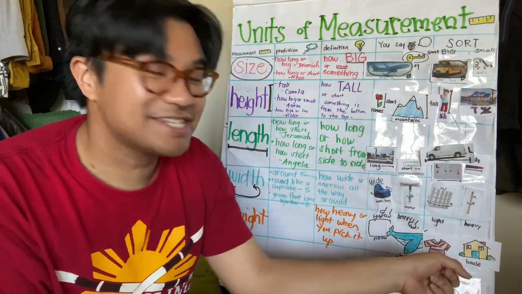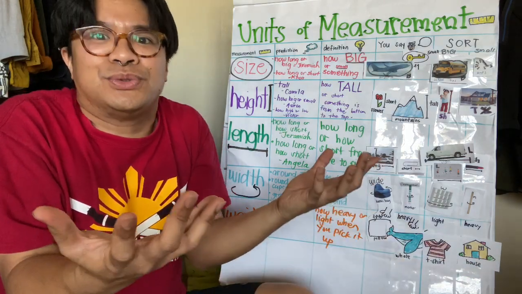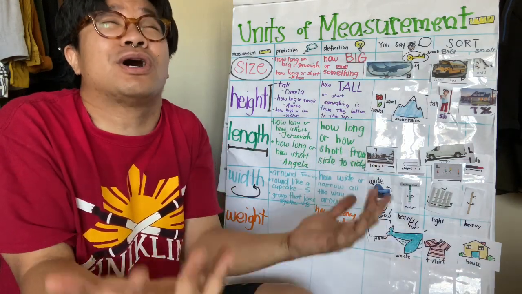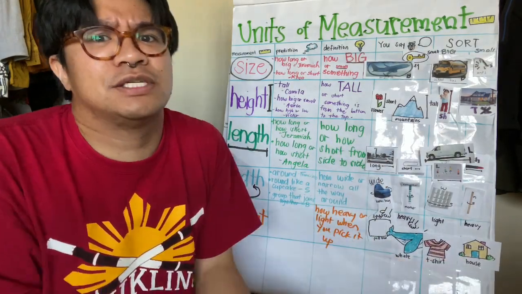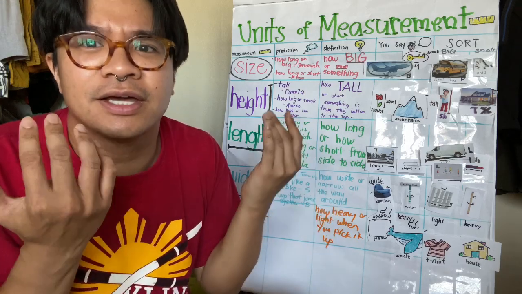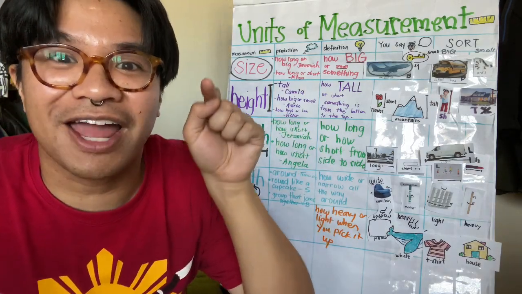Yeah, a house is heavy because it's super hard to carry. It's super hard to pick up. So a house is heavy because it's really hard to pick up. Thank you for sorting. Now, let's get into our activity.